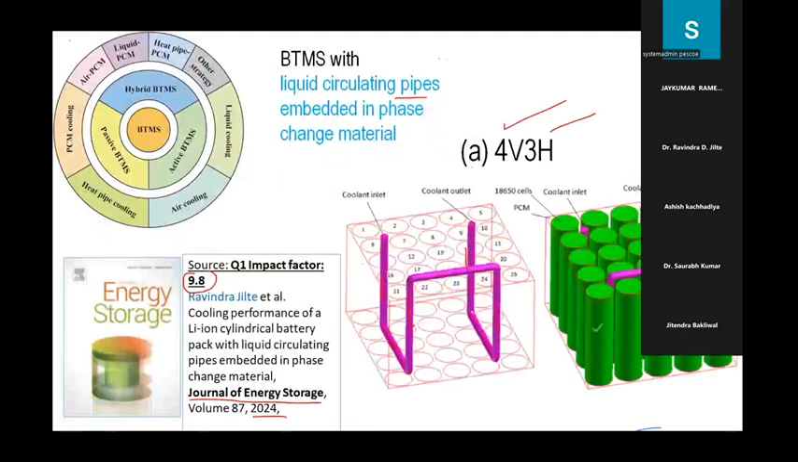So let us once again, so many classifications of the BTMS are available. Like we tried to discuss air cooled systems, the PCM cooled systems, the liquid cooled systems, and the liquid cooled PCM system, that is the hybrid systems. So we could only discuss 4 or 5 types. As researchers or as faculty members of academic institutes or the industry, there are so many options available to take as a topic for your research.